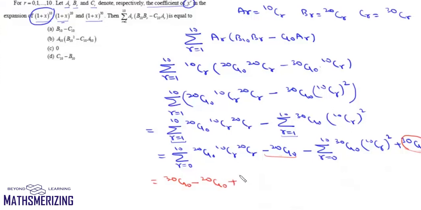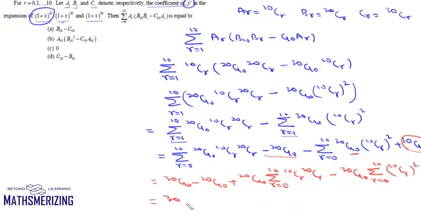So I'll write this series as 30C10 minus 20C10 and then plus this is 20C10 summation r varies from 0 to 10 and it is 10CR into 20CR and then minus here will be 30C10 into summation r varies from 0 to 10 and that is 10CR square. So we can write it as 30C10 minus 20C10 and then plus 20C10. Now in this series, difference of suffix is constant. So we have already done these kind of series. So we know how to solve them.